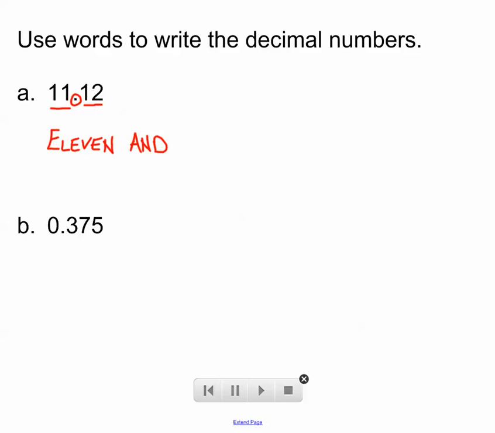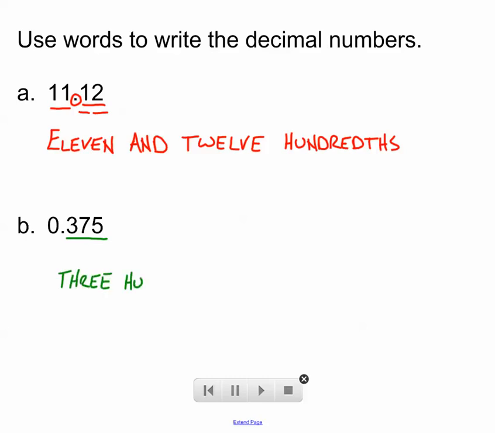So 11 and what? Now we just write the decimal part as if it were a whole number. So we'll just write 12. And lastly, you determine what decimal place the decimal part goes out to. The 1 is in the tenths place, the 2 is in the hundredths place, so we'll just write hundredths. That's 100 with a TH on the end of it.